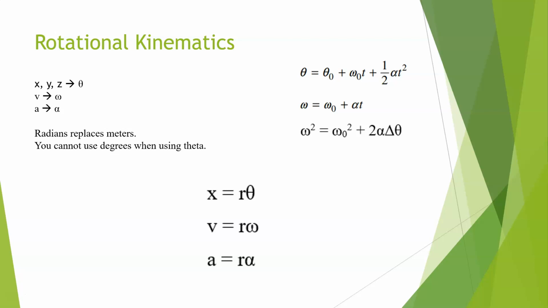And then you see the 3 equations at the bottom center. That is how you translate between linear and rotational information.